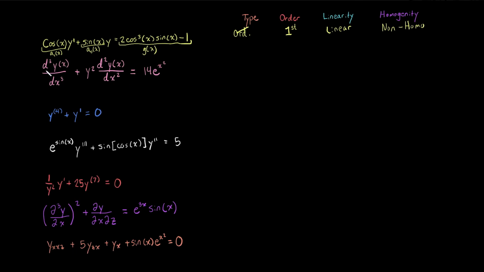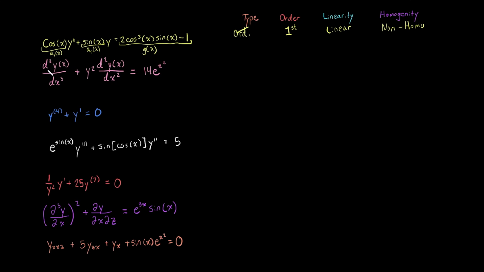Let's go over the second one. In the second one, you'll notice that we have the third derivative of y with respect to x plus y squared times the second derivative of y with respect to x is equal to 14e to the x squared. Now this looks very messy, but if we go through it step by step, we'll be able to figure this out in no time.